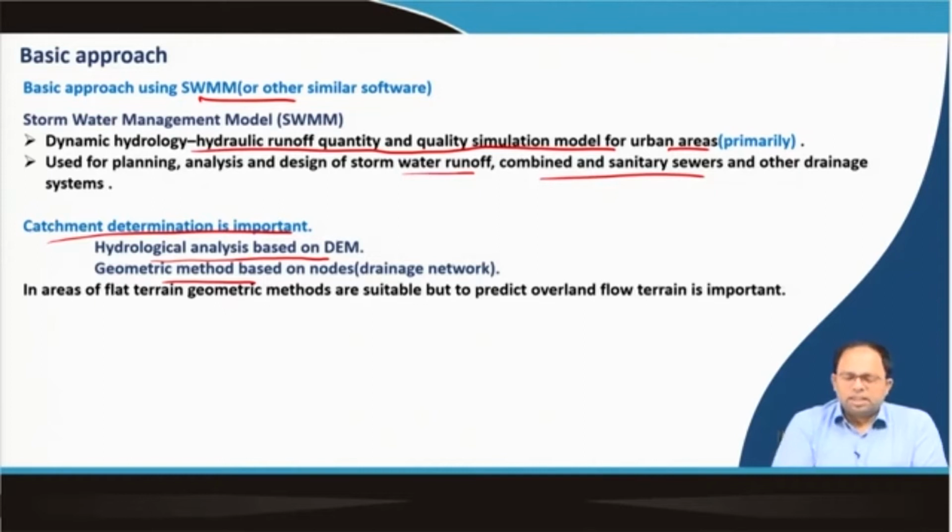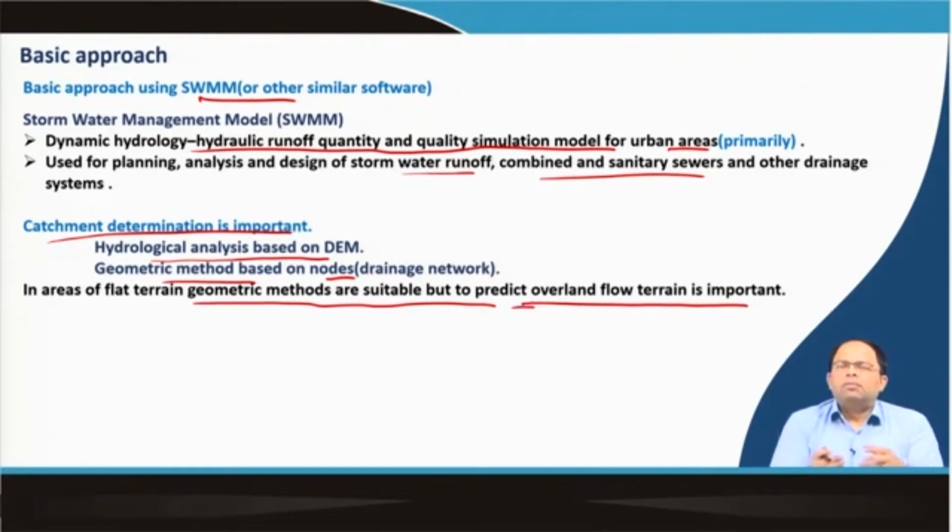So, both the methods are there, and in areas of flat terrain geometric methods are suitable, but to predict overland flow, terrain is important. To determine the catchment in flat terrain this node based method is fine, but as soon as we want to understand the spread of water from a particular node where this excess water is generated, there we need to understand the terrain, otherwise how will we know in which direction the water will spread. So, that is where terrain becomes important.